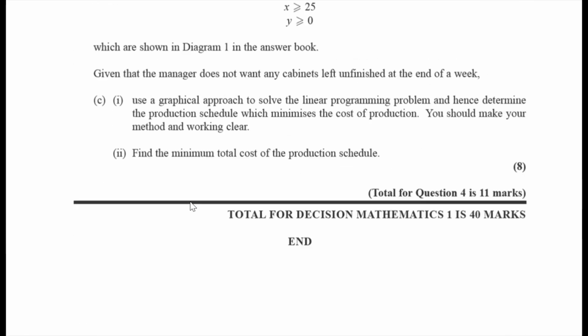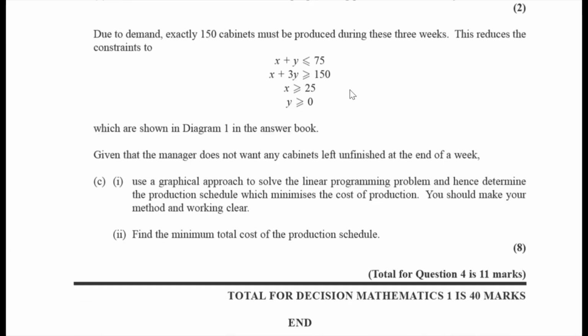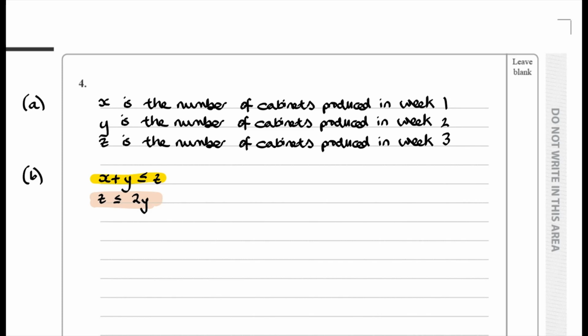And the last thing that we were told is that the number of cabinets produced in weeks 2 and 3 must be in total at most 125. So weeks 2 and 3, so that's y and z. So we have y plus z is less than or equal to 125. Okay, so that's the third statement.